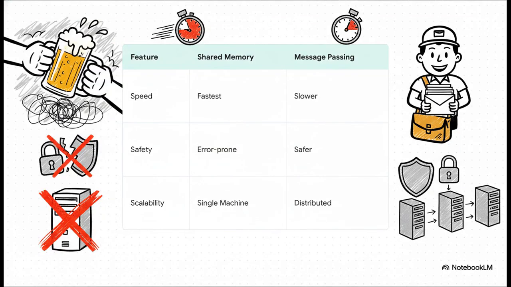Now here's where it gets really interesting. This is the classic trade-off. Shared memory is blazing fast because the operating system doesn't have to get involved every single time. But that's also its biggest weakness. It can be super error-prone. I mean, what happens when you and your roommate both go for the last slice of pizza at the same time? You get a conflict. Message passing is a bit slower because the OS has to act like the mailman, but it's way, way safer. And big bonus, it can scale across different computers, not just the one you're on.